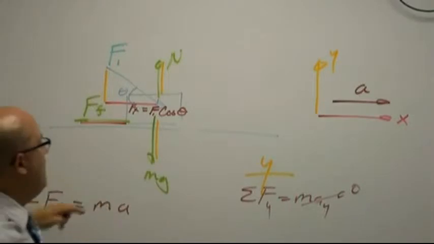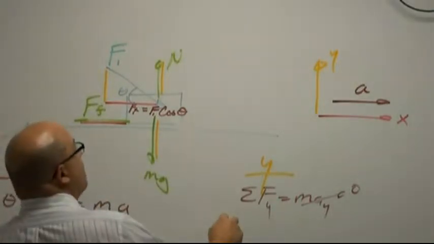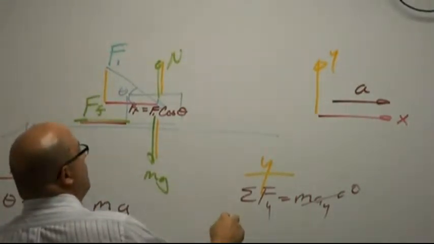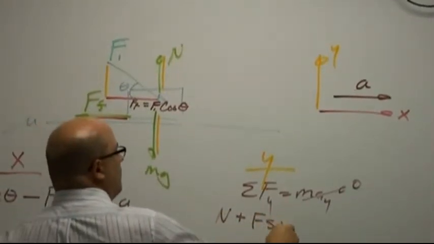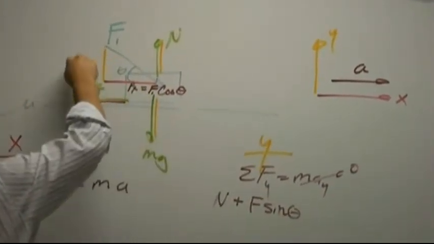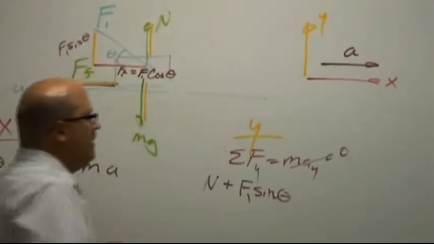Okay, so how many ups do I have? 2. What are they? F1 sine theta. This part right here, which is F1 sine theta, right?